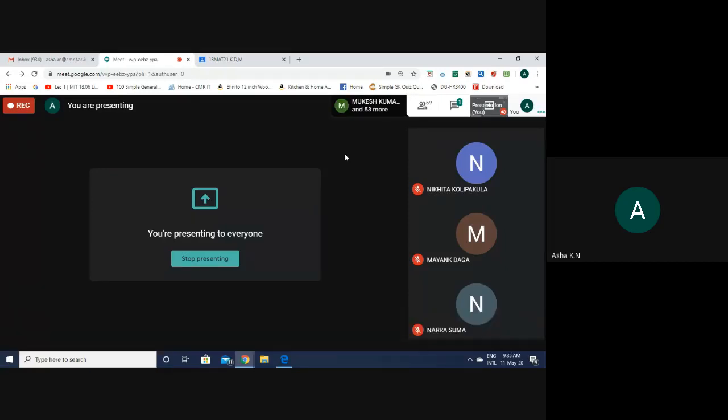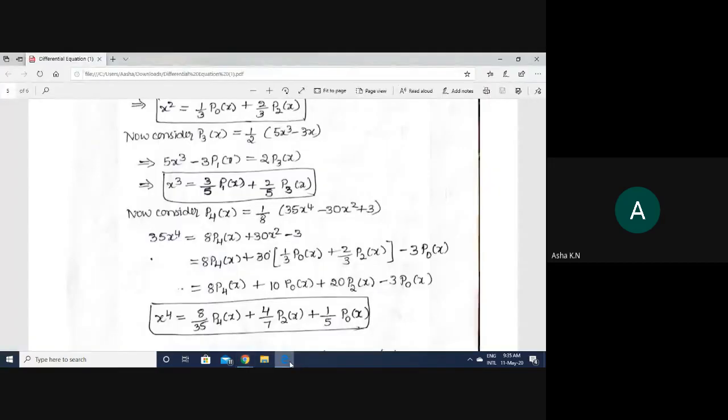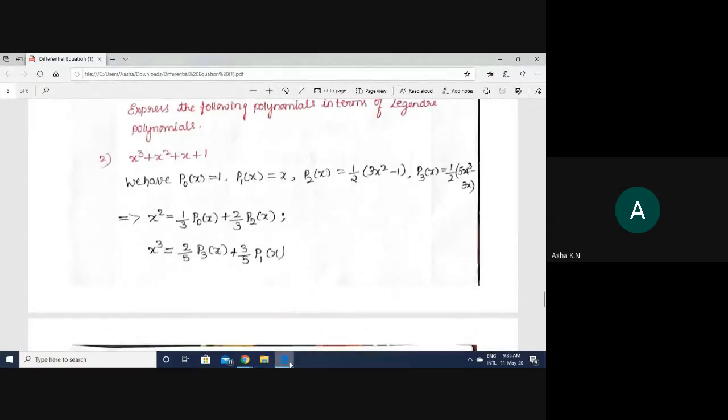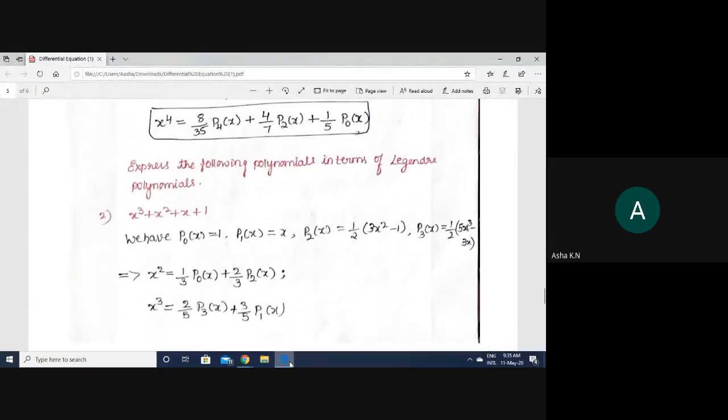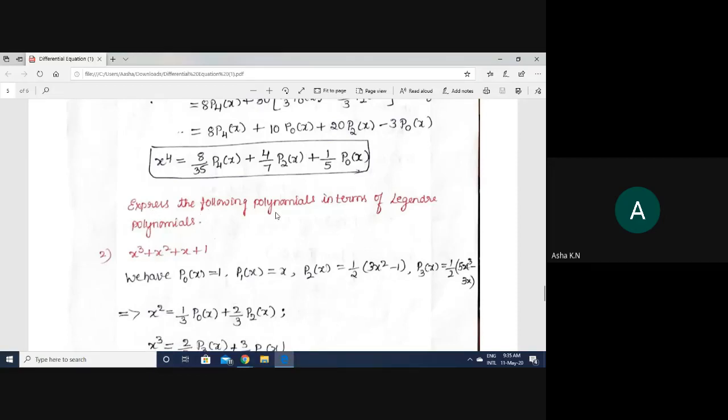Now, next problem. Yeah, this kind of problem is important. Express the following polynomial in terms of Legendre polynomials: x cube plus x square plus x plus 1. We already know that P naught of x is 1, P1 of x is x.